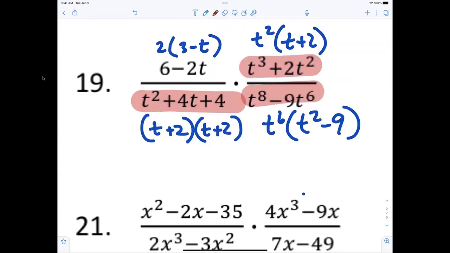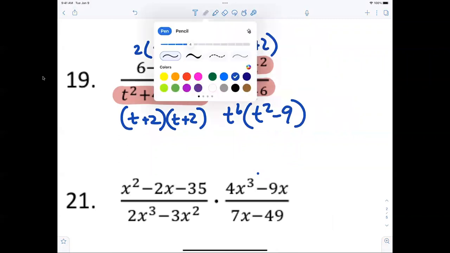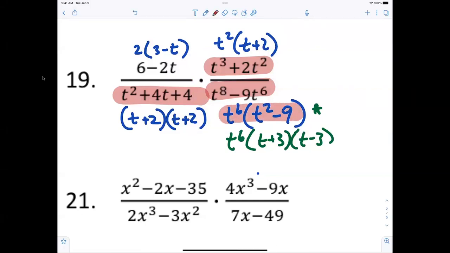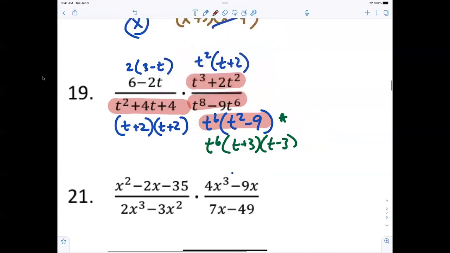All right, so now let's take a quick focus here, look at what's going on. Can anything else factor? Yes, the bottom right. T squared minus 9. Put yourself a little star by that if you didn't see it. Sometimes you're gonna have to factor twice. T minus 3, t plus 3. Yes, so everybody's gonna write t to the sixth, t plus 3, t minus 3. Now that's gone.